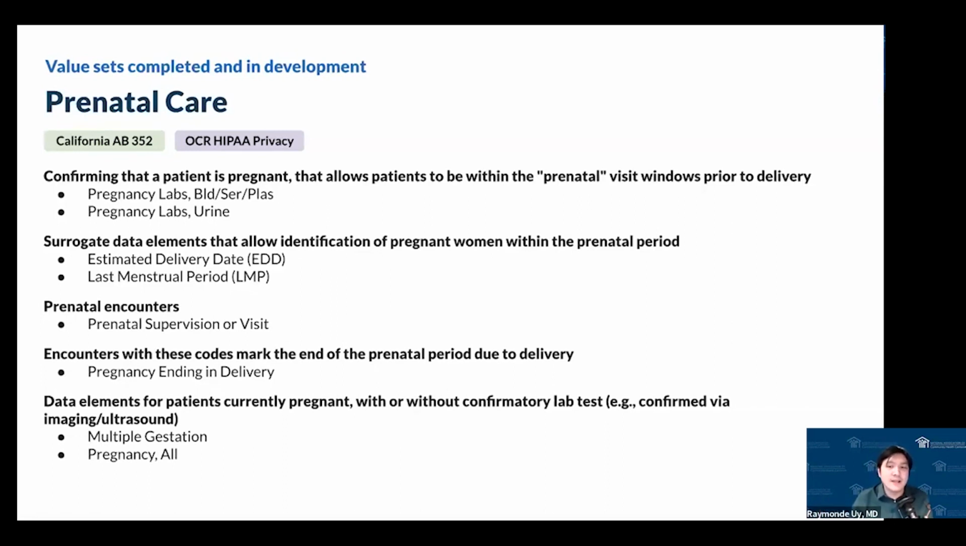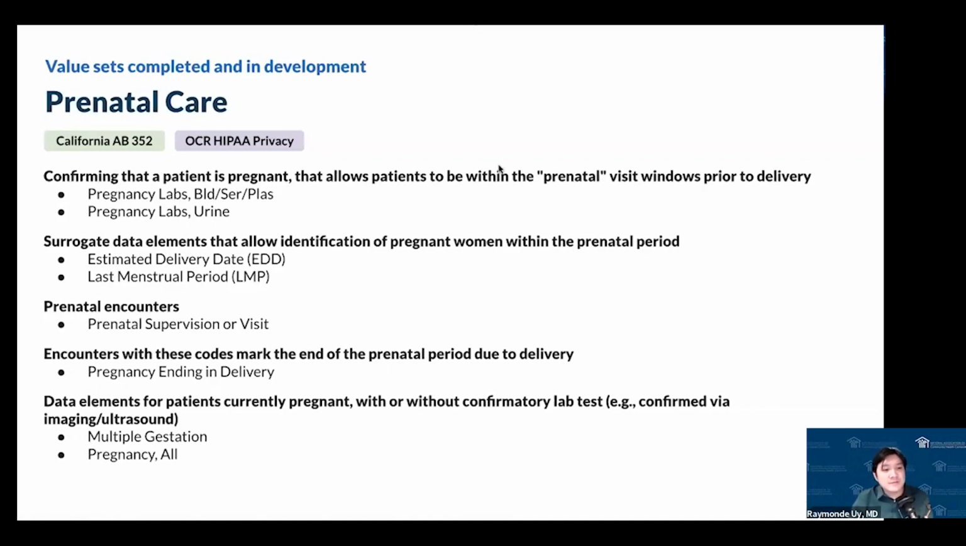And these are all on LOINC, as Dr. Victor Lee mentioned, the pregnancy labs and blood, serum, or urine, etc. Next one, if those aren't available, there are surrogate data elements for those. For example, EDD, estimated date of delivery, or last menstrual period, to determine the encounter date in relation to the prenatal period or before delivery. And you will see this across the value sets. You have to really think about the semantics and how you use the value set and what it's used for.